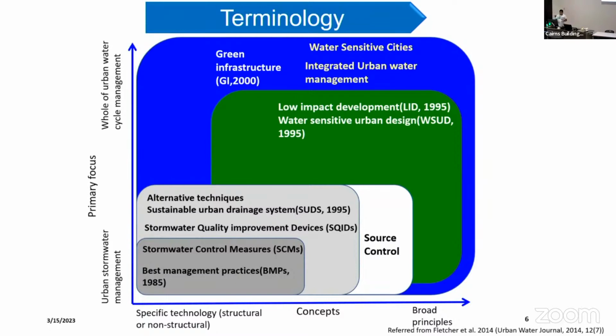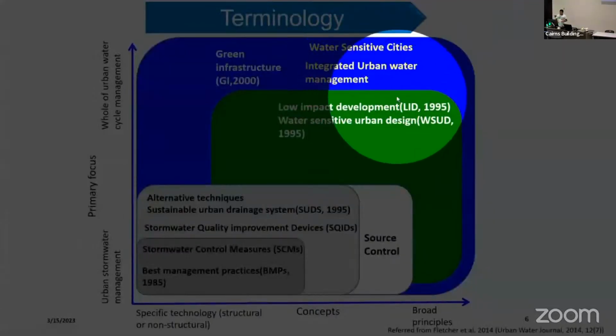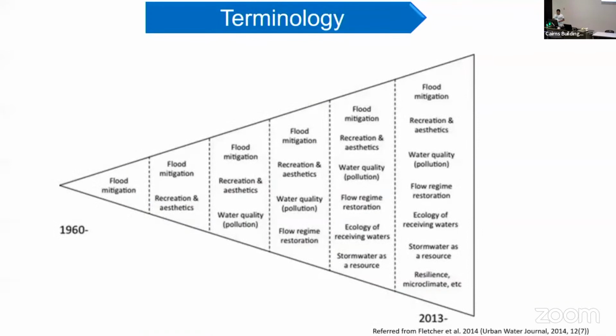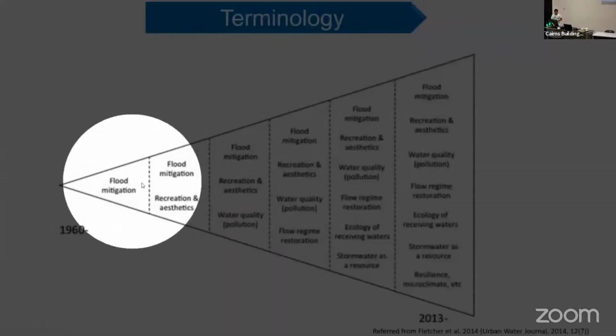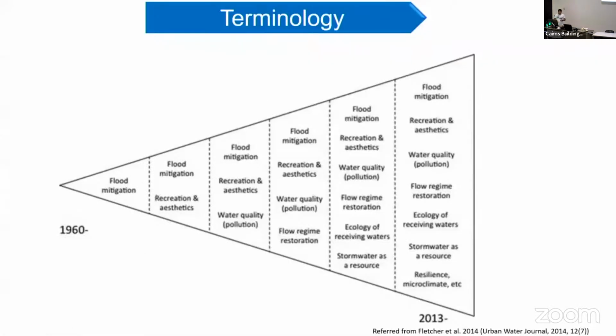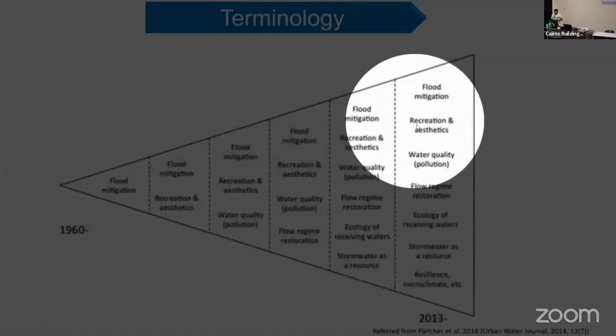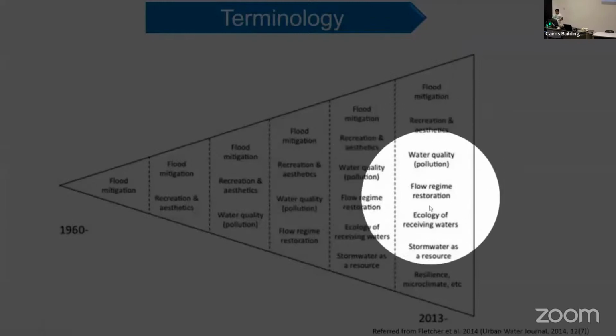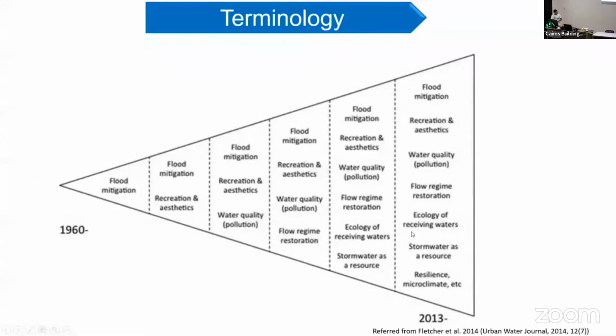So for now we are trying to focus much more on stormwater control or flood control, because when we try to cover all the broad principles, it will be too much to discuss. And in terms of application, around 1960 they were much more focused on stormwater control and flood mitigation. But when it comes to 2013, we can see different principles like flood mitigation, recreation, pollution control, and many more different objectives.